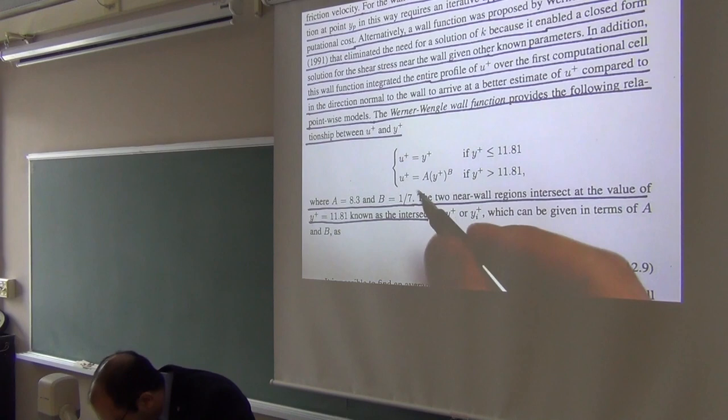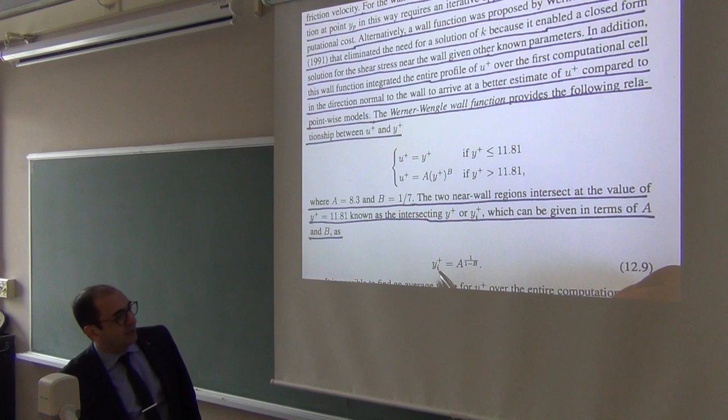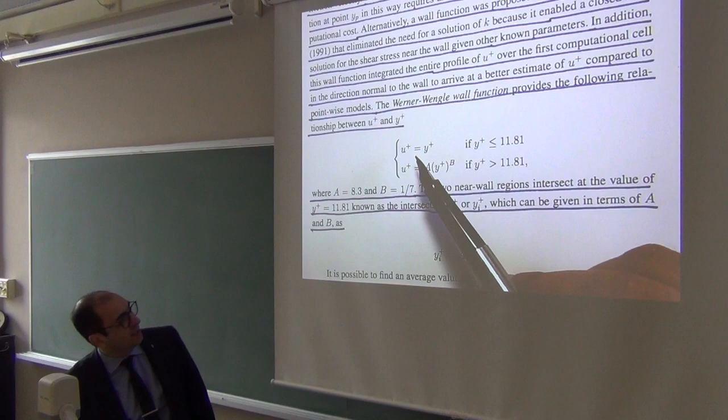You could do an exercise in the problem set to show that actually the intersecting y plus is a function of A and B in this way. So you can do this, and you're asked to do it in the problem set. Basically, you equate this to that, and you solve for y plus. It's not very hard to do.